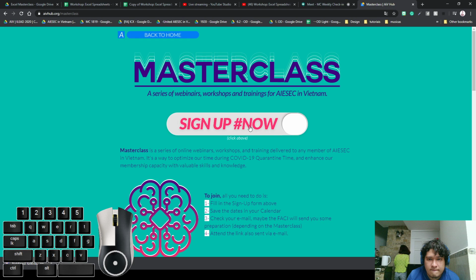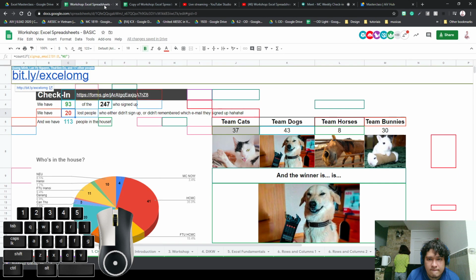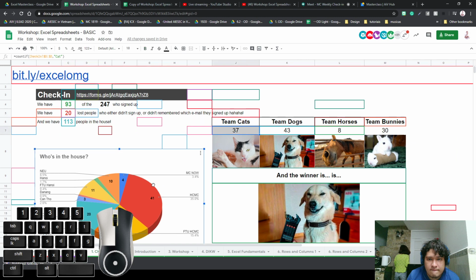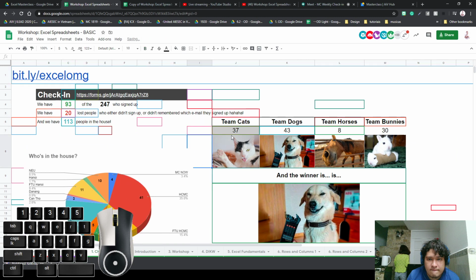If you're here and you didn't sign up, just sign up, because the sign up is important for me to send you the follow-up emails, and also for you to follow the next things that are gonna come, and also for us to know who is here. So these 20 people, in case you're not signed up, just sign up. But if you already signed up, you don't need to do it again. Don't worry. Oh my God, Team Dogs is still winning, but it's okay. Okay, that's it for check-in.